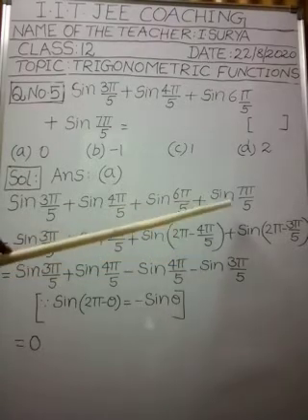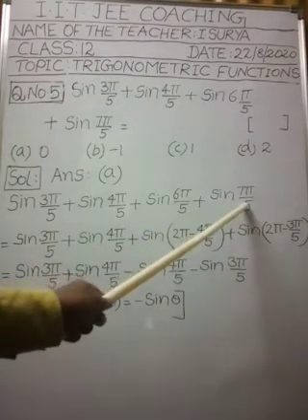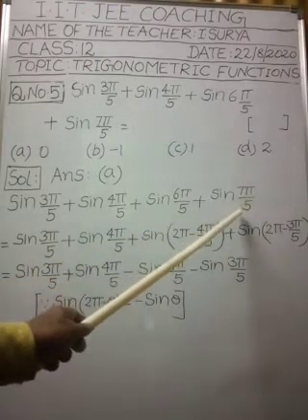Right. Now come to the fourth term. Sine 7 pi by 5.